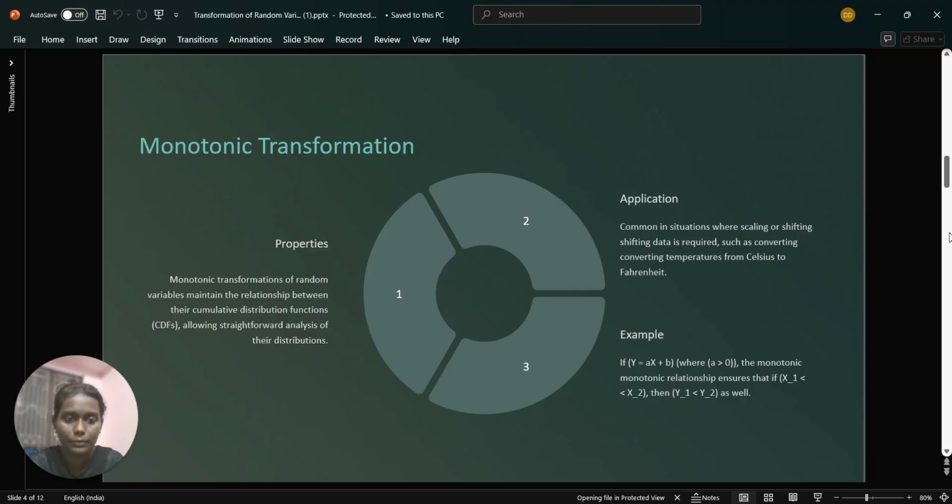Let us take an example. If y is equal to ax plus b, where a is greater than 0, then the monotonic relationship is given as: if x1 is less than x2, then the output y1 is also less than y2.